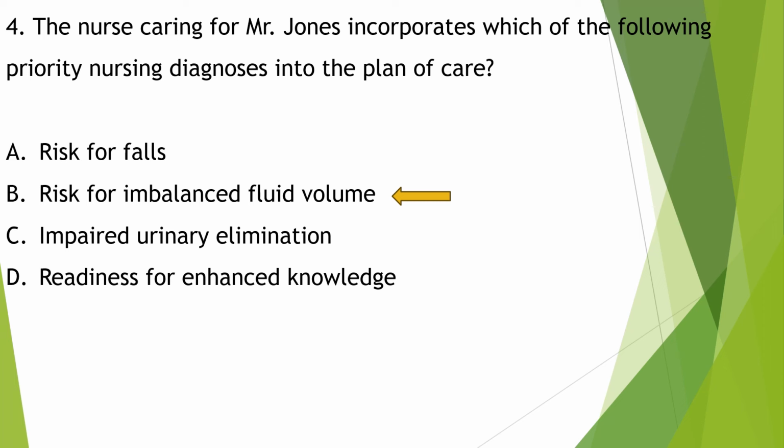Mr. Jones' urinary elimination pattern is impaired due to the renal impairment, yet it is not the highest priority nursing diagnosis. Mr. Jones' condition will require lifestyle and dietary modification. Therefore, readiness for enhanced knowledge is an applicable nursing diagnosis, yet not the highest priority diagnosis. Here, the highest priority is risk for imbalanced fluid volume.